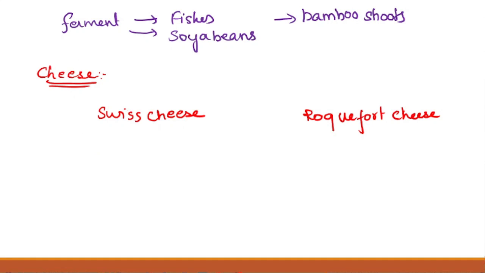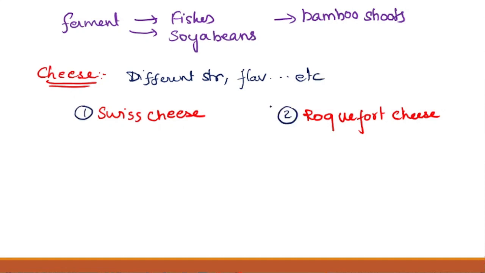Now when we discuss the Swiss cheese, see, cheese means you have different types of cheese, but we are discussing only two different types of cheese in detail. Various types of cheese have different flavors, different tastes, different textures, different structures. Out of these, we are discussing only two: one is Swiss cheese, another one is Roquefort cheese.